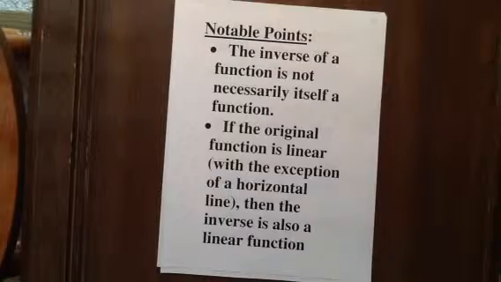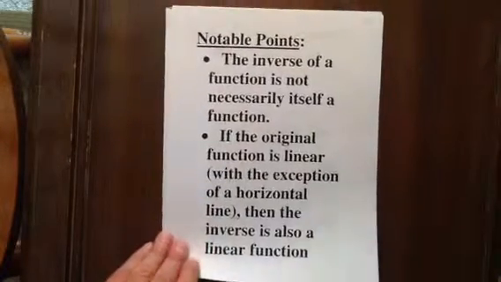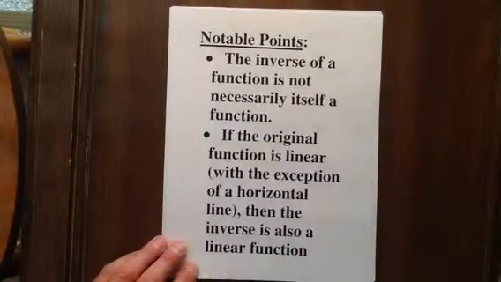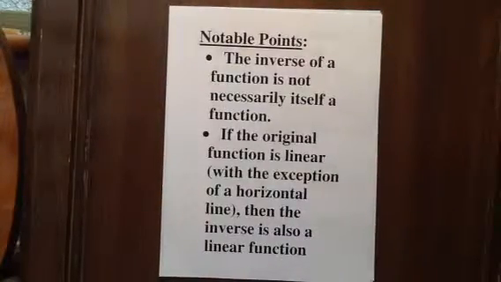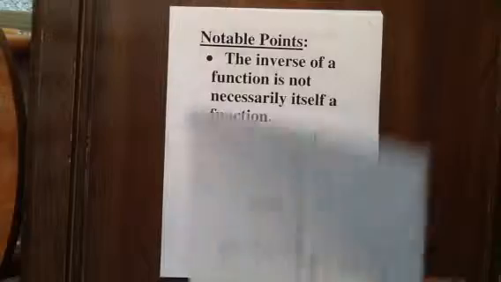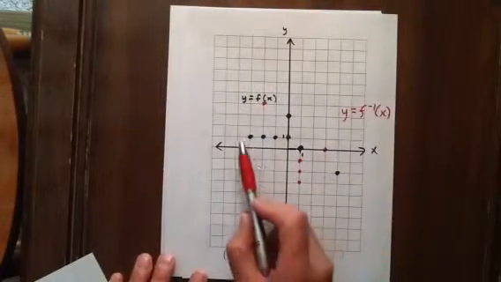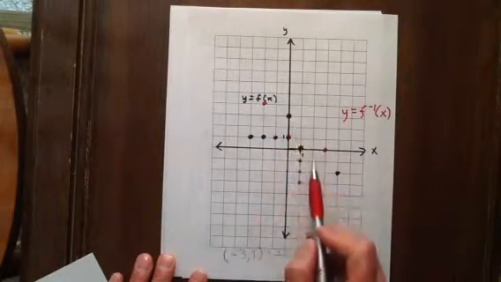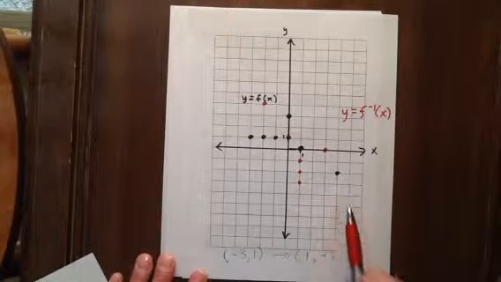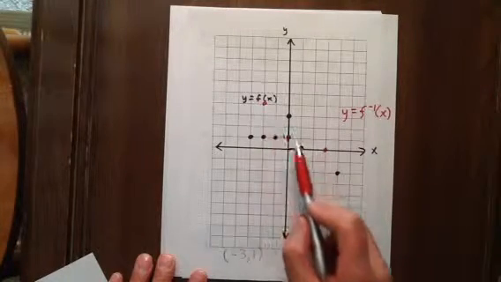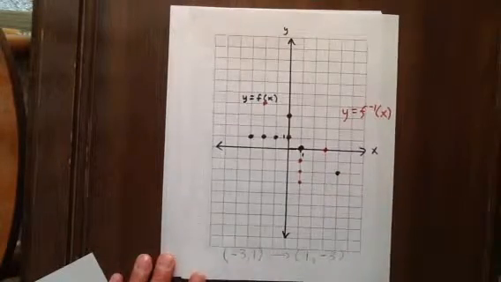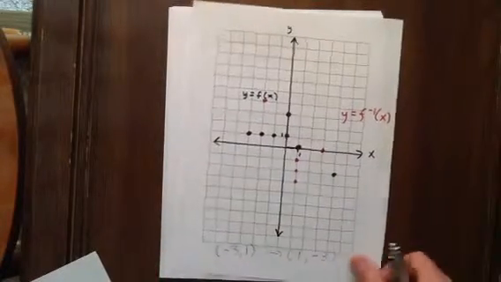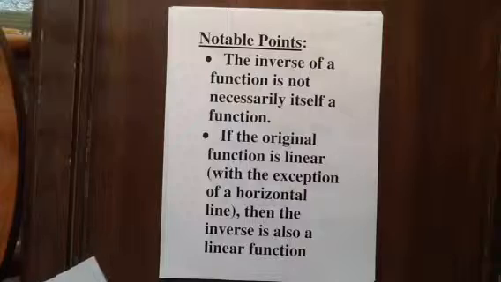There are a couple of notable points we want to mention. The inverse of a function is not necessarily itself a function. We saw that in this example right here. If you look only at the black dots, this clearly passes the vertical line test. However, if you look only at the red points, clearly it does not pass the vertical line test. The inverse of a function is not necessarily a function.